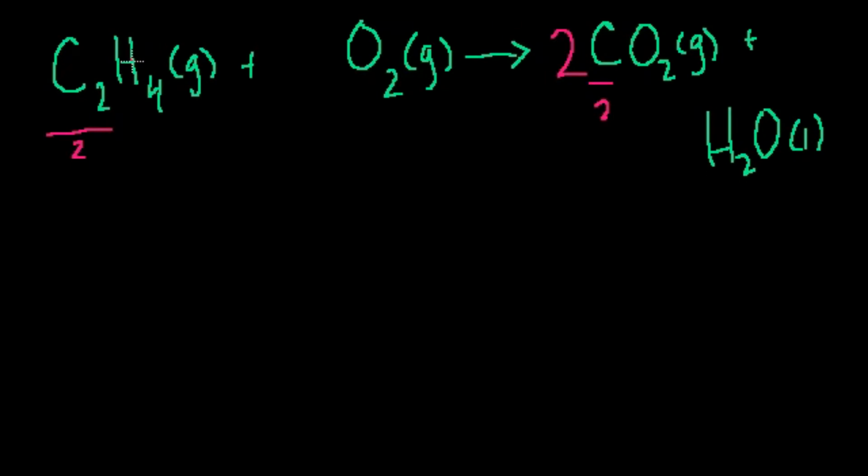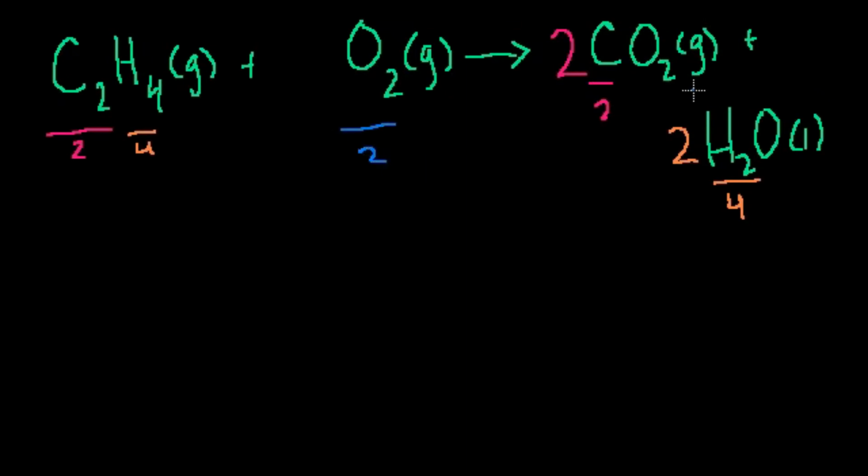So on this side of the equation, I have 4 hydrogen atoms. How many hydrogen atoms do I have on this side of the equation? Let's see, I have 4 hydrogen atoms here. How many do I have on this side? Well, I have 2 hydrogen atoms right there. So I want to have 4 on both sides, so let me put a 2 in front of the water. So now I have 4 hydrogen atoms. Cool. Finally, oxygen. On the left-hand side, I have 2 oxygen atoms.